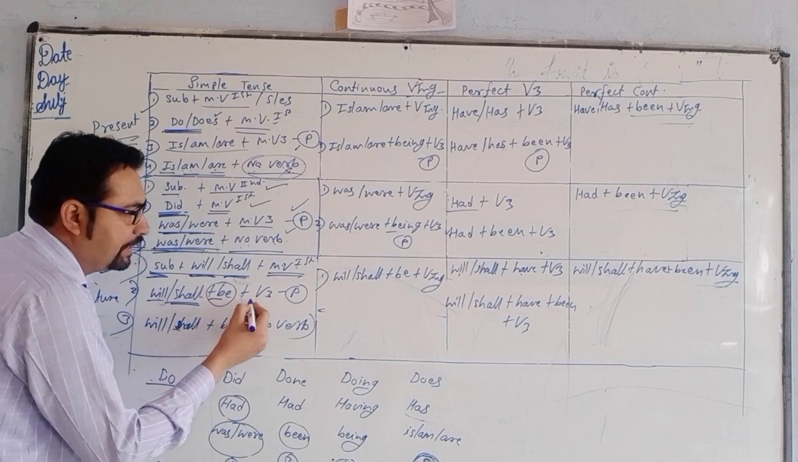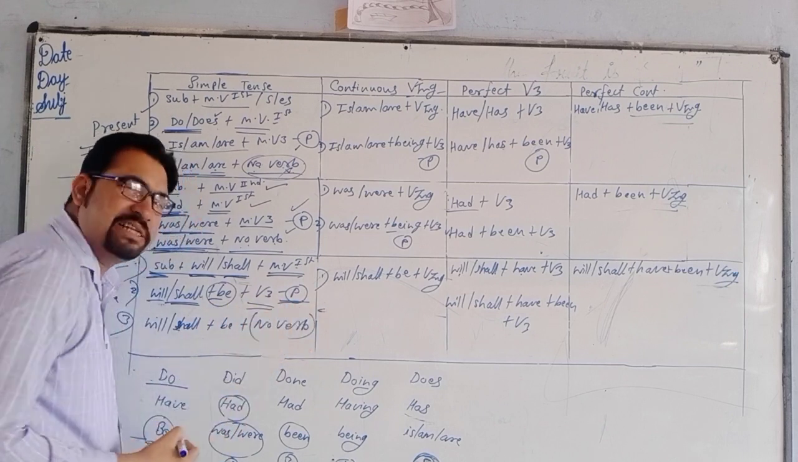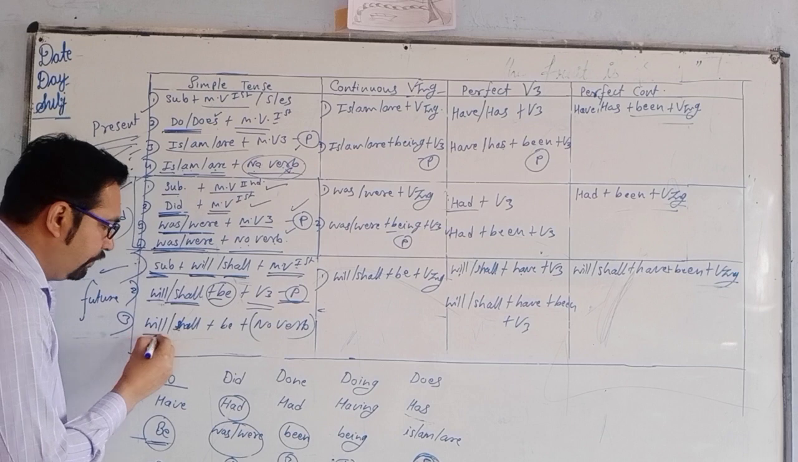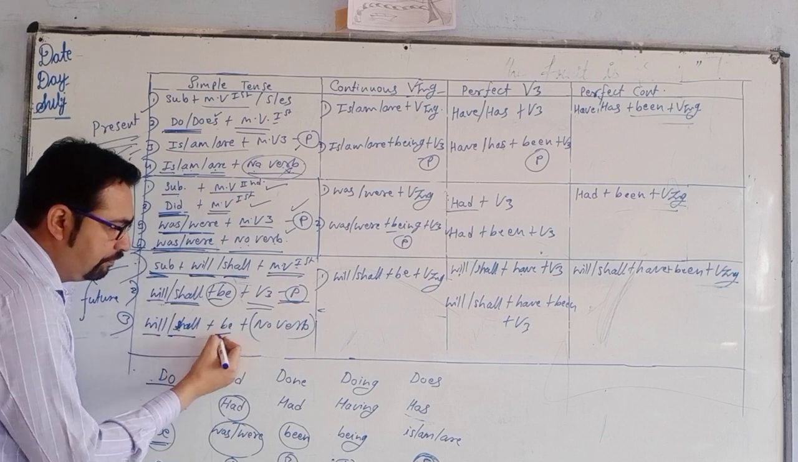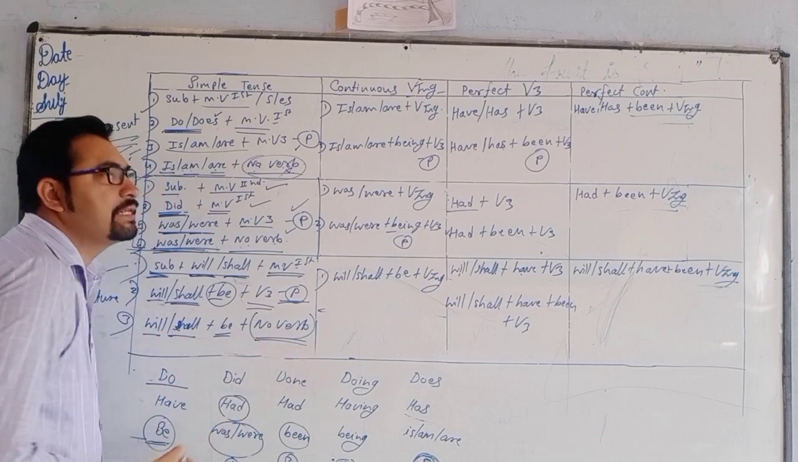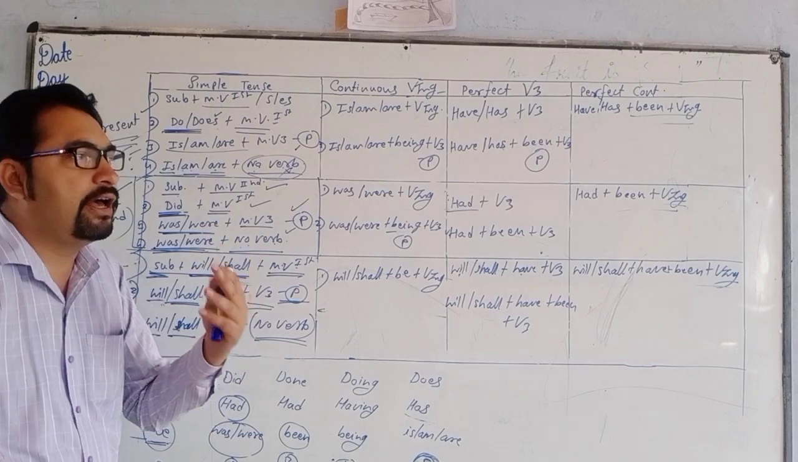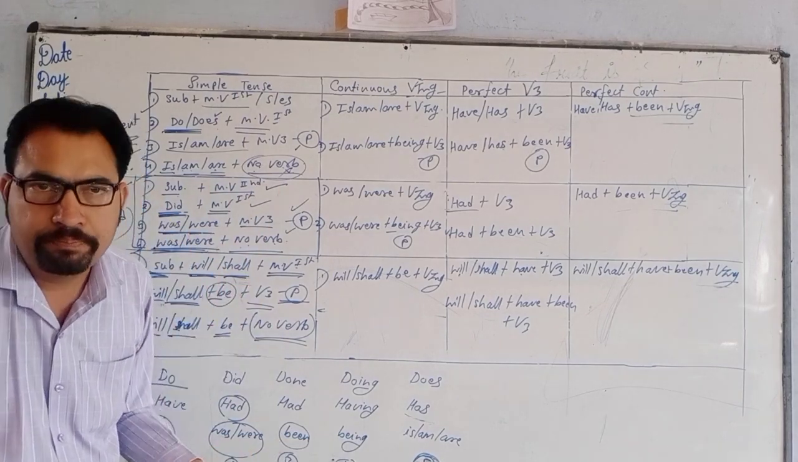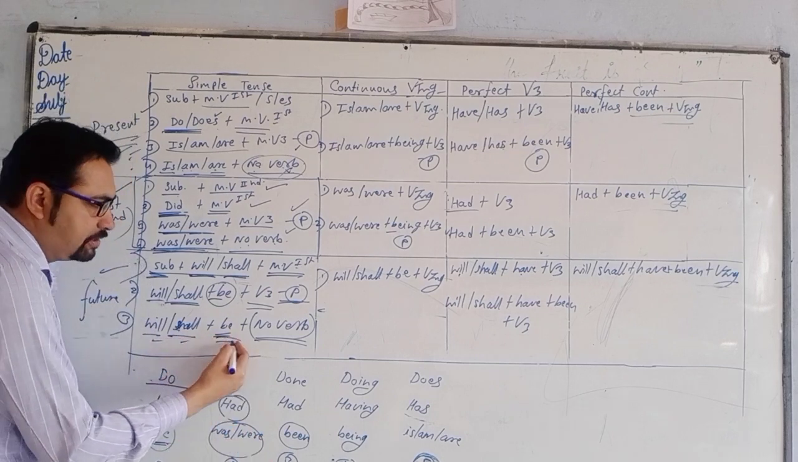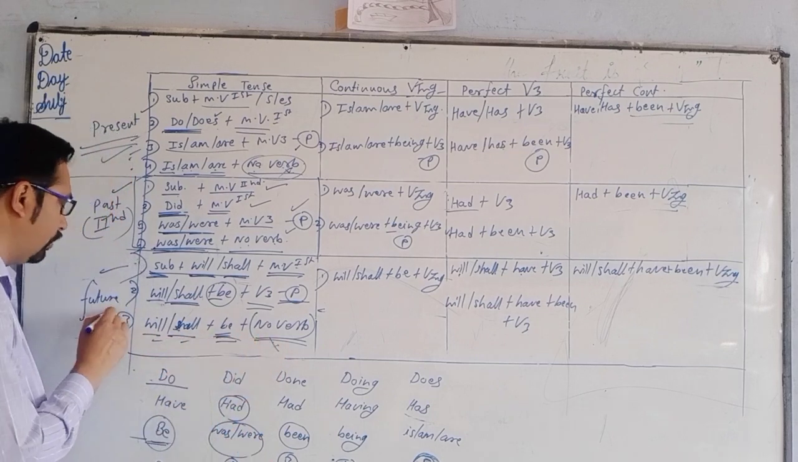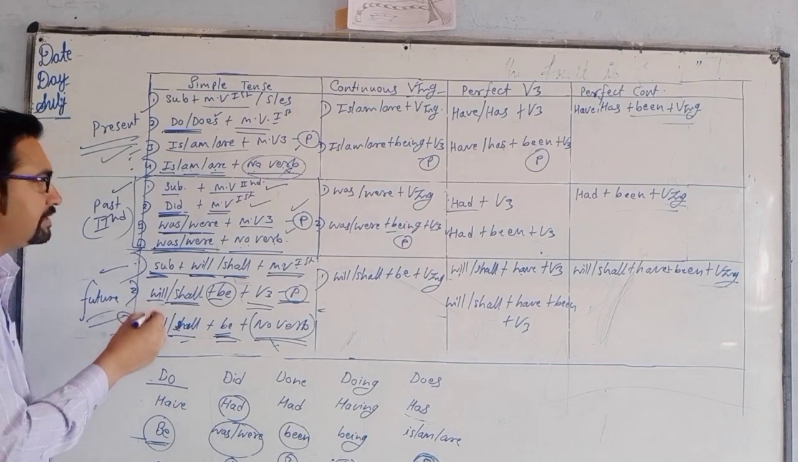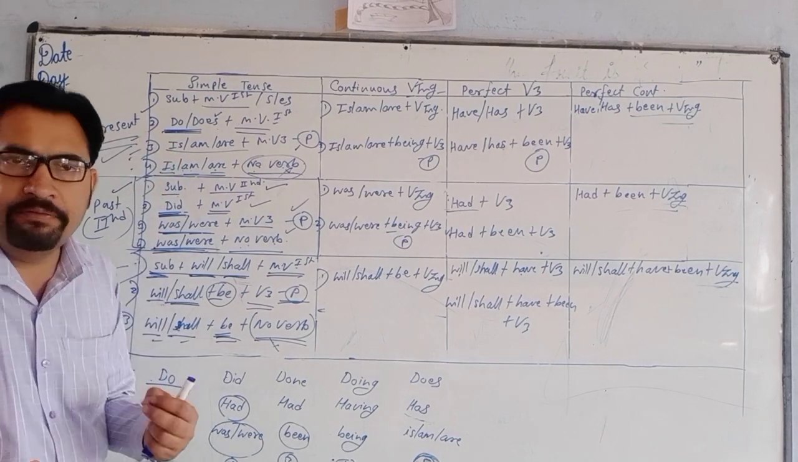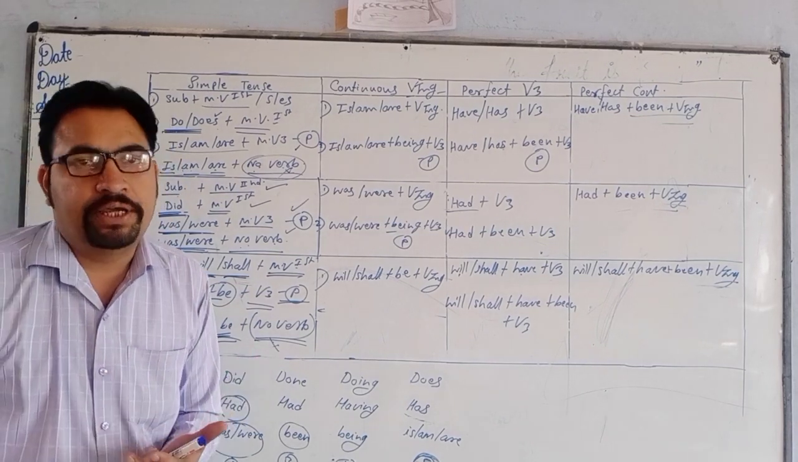Okay? And after be we can use the third form. Why? Because it became passive here. Third, after will or shall, we use be and no verb. For example, I will be there tomorrow. I will be in Bhopal tomorrow. So in both conditions, there is not any verb. So after will or shall, if there is be and there is not any verb, it means it is only future simple tense. So these are the basic conditions in which the tense could be created.